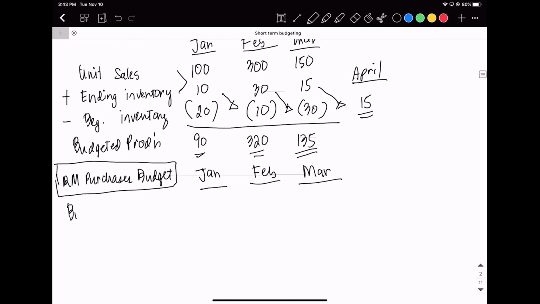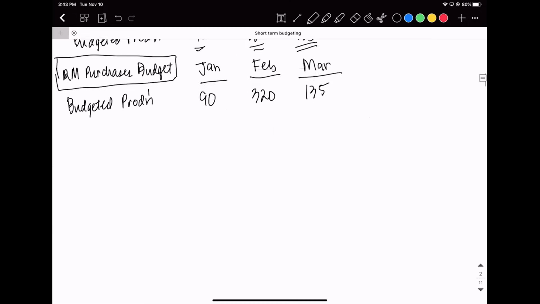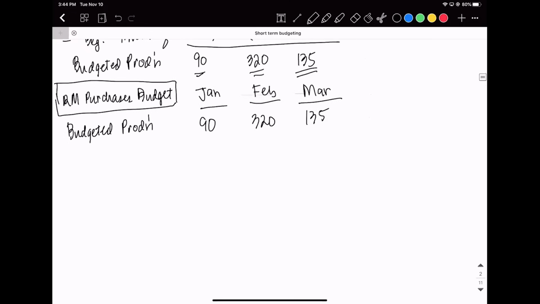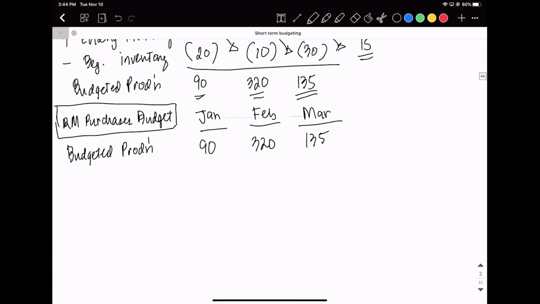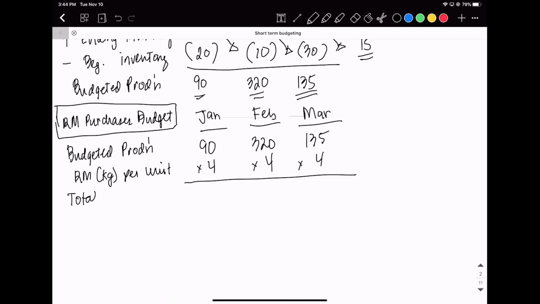So again, starting point natin is budgeted production. Ito yung budget production in units: yung 90, yung 320, and then yung 135. So ito yung kailangan natin i-produce. Ilan ang kailangan na raw materials for every unit? Ang sabi, per unit 4, di ba? So raw materials per unit in terms of kilograms, 4. So multiply natin, ito yung kailangan natin. So total material required.